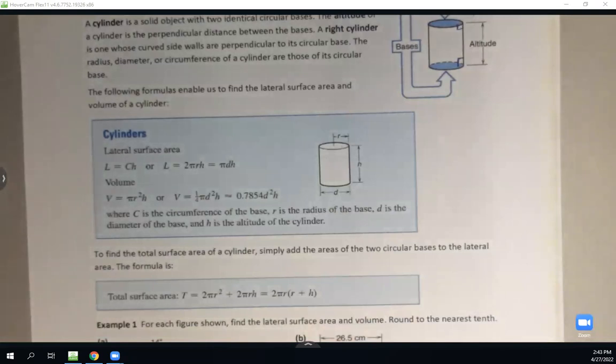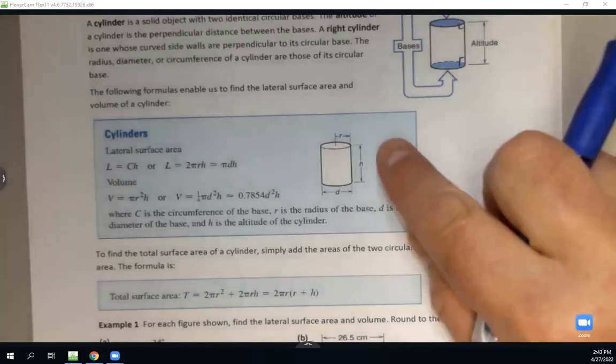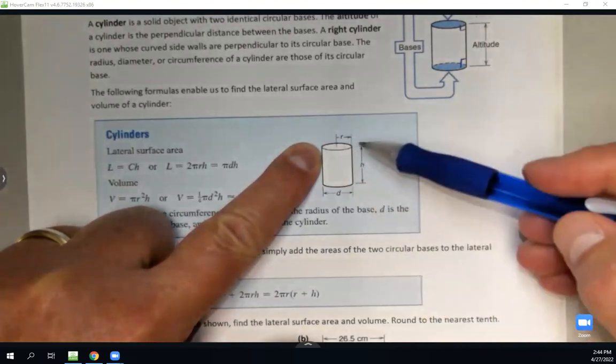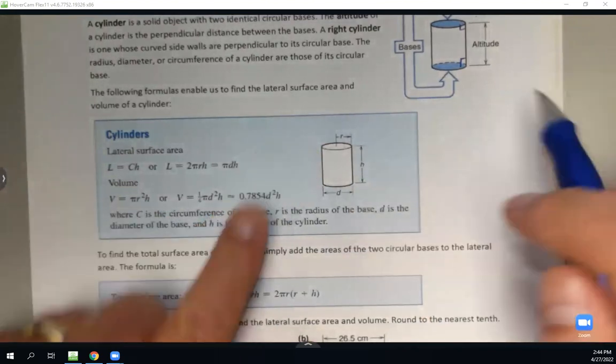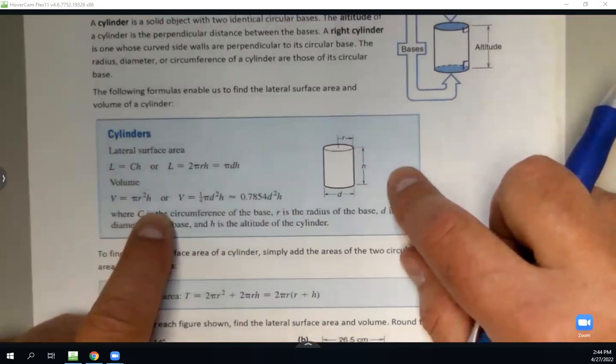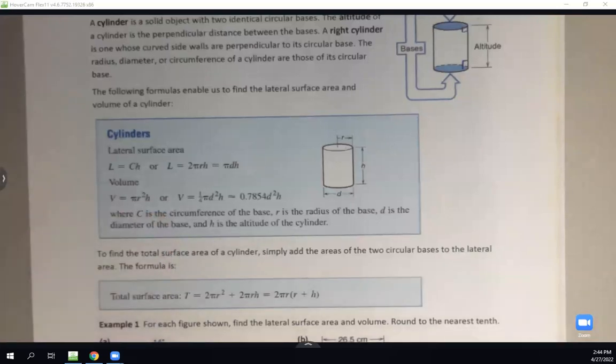Okay. The volume, how do you find the volume of a prism? You find the area of the base times the altitude, the height. Okay, so in this case, we're going to have our bases, that's circles, right? So the area of that base is going to be the area of the circle, which is pi r square. And then you're going to multiply that by the altitude, h. So the volume is equal to pi r square times h.